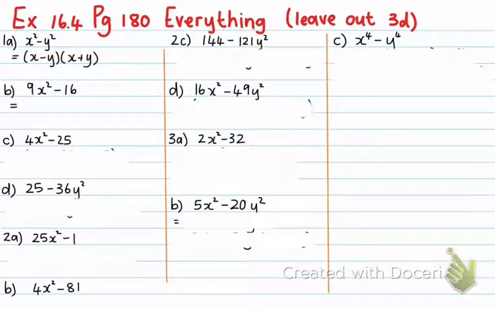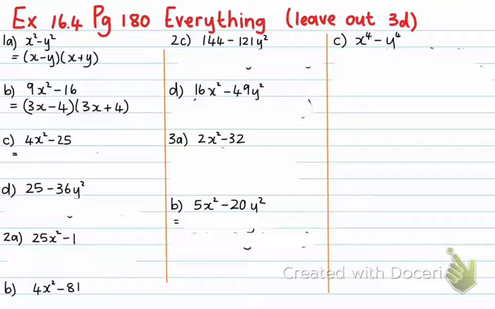Question B. There's nothing that is common that I can take out. It's definitely difference of squares, so it will factorize into two brackets. One will be a negative, one will be a positive. Now I take the square root of the first term, and the square root of 9x squared is 3x, so 3x will be the first term in both your brackets. And then you take the square root of the second term, which is 16, so the square root of 16 is 4. So 4 will be the last term in both your brackets. And that is the answer.